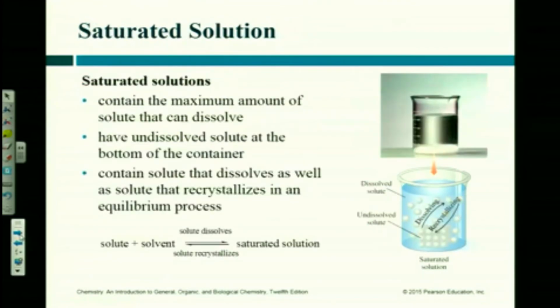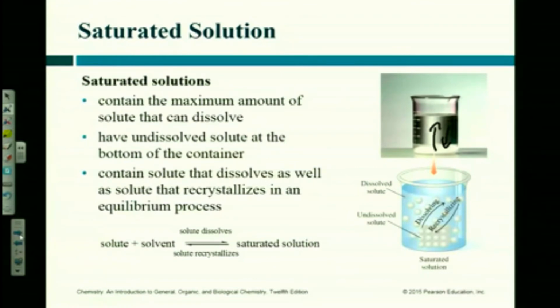Now, once it is saturated, it contains the maximum amount of solute that can be dissolved. It doesn't mean nothing is happening. What it means is that if you have some solid at the bottom, for every one that dissolves, one more recrystallizes or precipitates and makes a solid. So some is going from being a solid into being dissolved, some other is coming back out and making a solid. This solution is saturated.